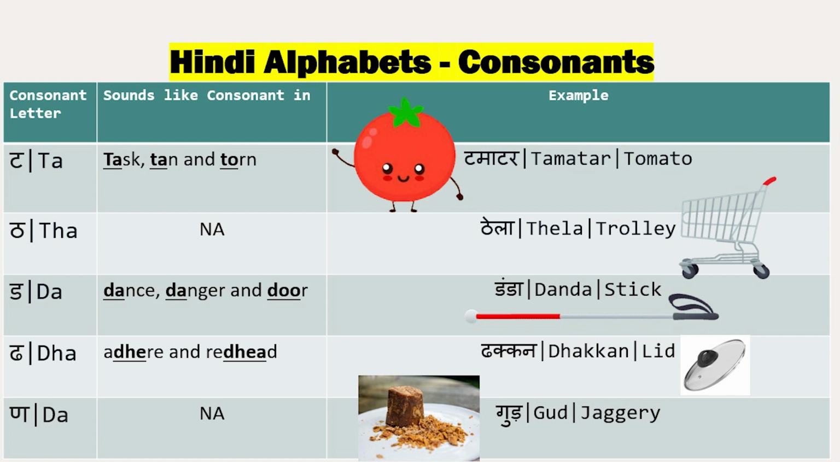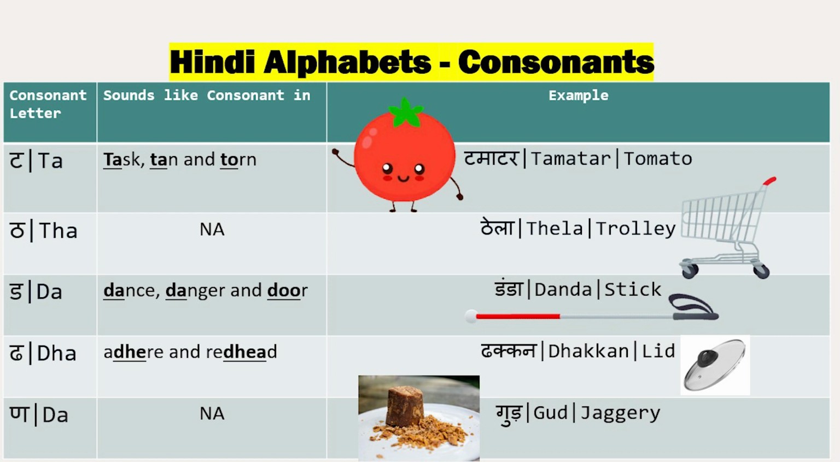The next letter is th. The Hindi word thela, which means trolley, starts with the letter th. Next letter d is like how you pronounce dance, danger, and door. The Hindi word danda, which means stick, starts with the letter d.